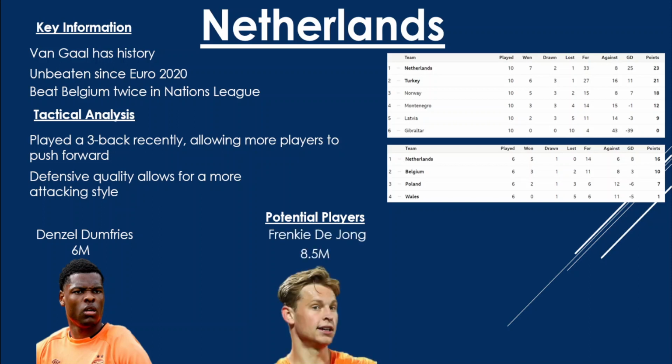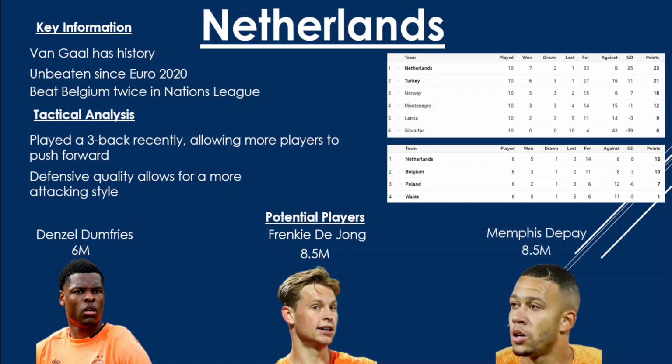Moving on, we've got Frankie de Jong. 8.5 million is quite expensive for someone that's not scored, I think, in his last 33 international games, but he is more of a midfield playmaker. Think of someone like Xavi back in the past for Spain, who is more than likely going to be pulling the strings in midfield and getting those assists and involved in those attacks.